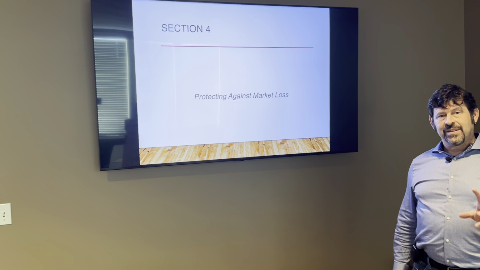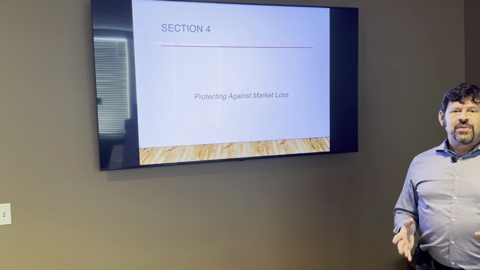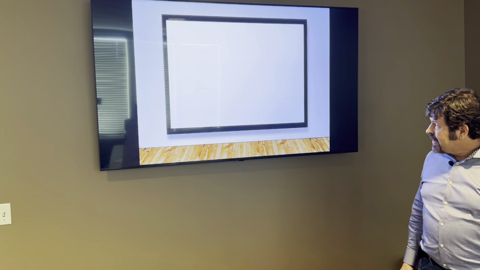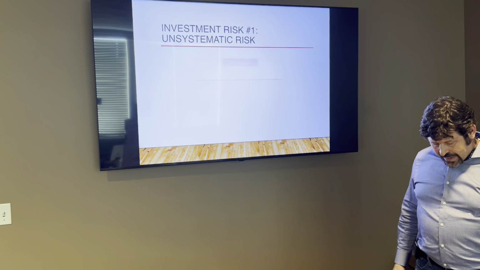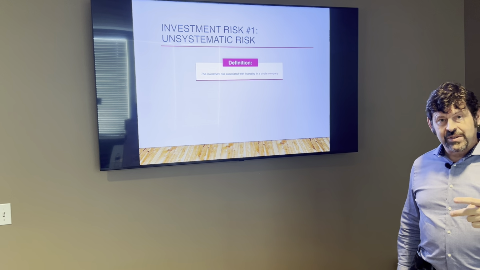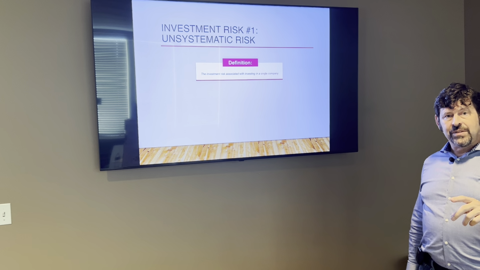How we protect against market loss, because we've talked a little bit about that, and like I said, you don't want to put all your eggs in one basket, but let's get more into it. Now, we look at two major types of market risk, because there are two major types of risk in the market. We look at unsystematic risk and systematic risk.